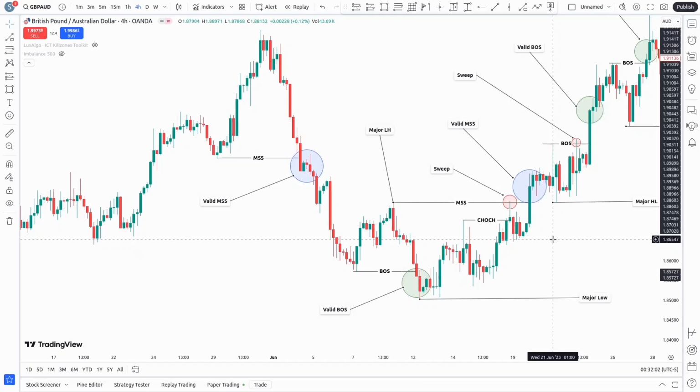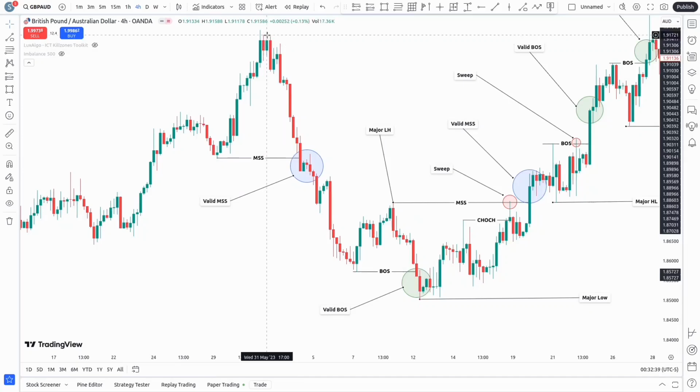change of character, break of structure, market structure shift, so that you will understand the valid break of structure, valid market structure shift, and liquidity sweep. So starting from here, we see price has been in an uptrend, make a high here, bounce back, make a low, break of structure here, then to this point. This was a major swing point that the move originated from.